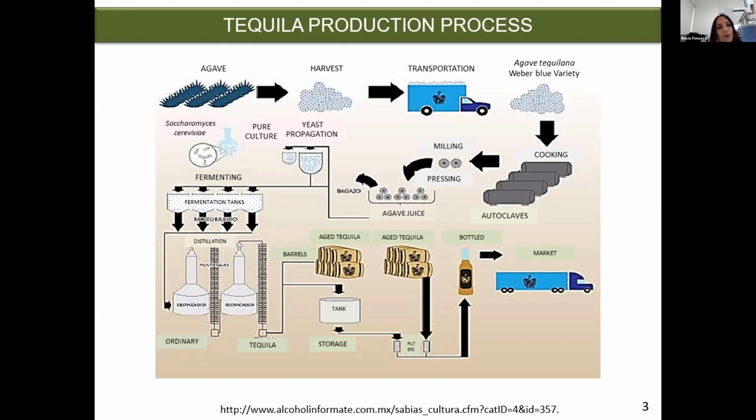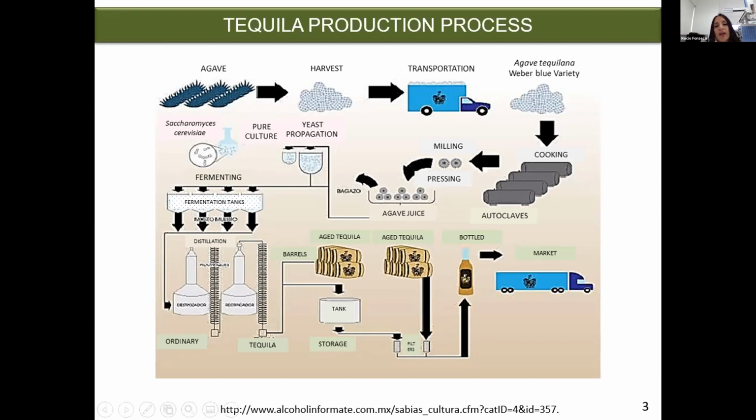After that, we obtain fermented agave juice. This fermented agave juice is distilled twice. The first product of the first distillation is the ordinary. This ordinary is distilled again, and we obtain tequila. We continue with different steps, but it depends on the class of your final product. After that it is bottled and goes to the market.